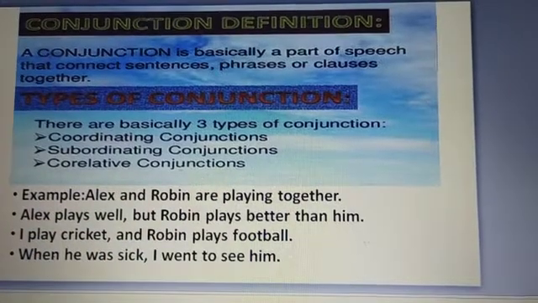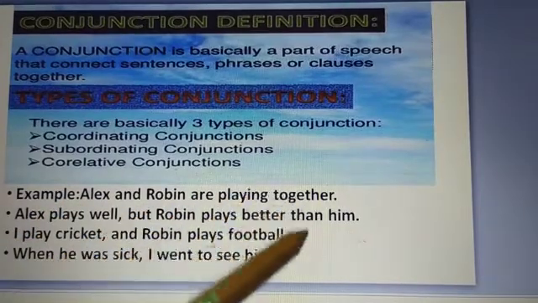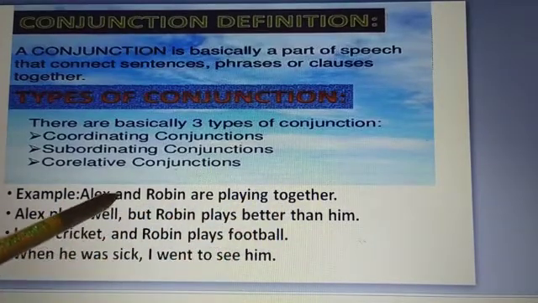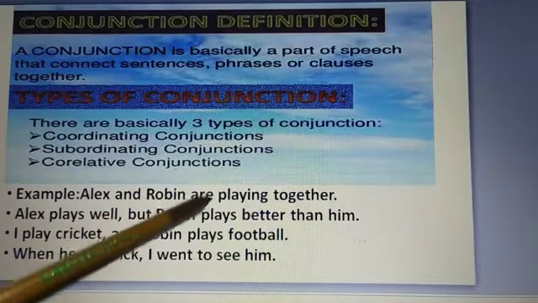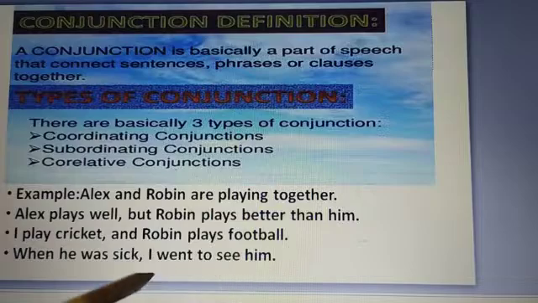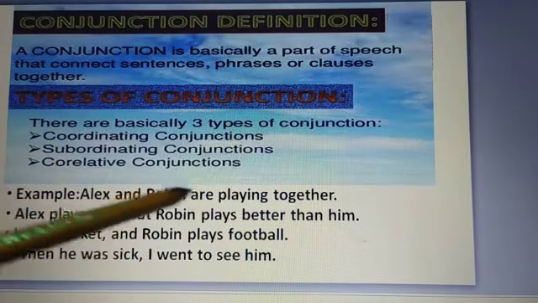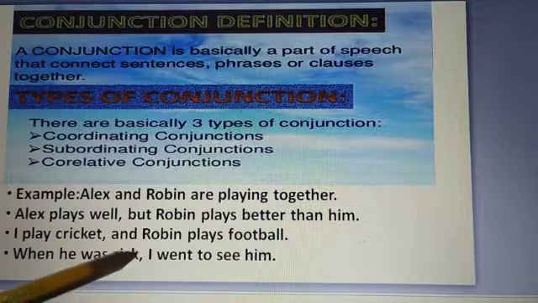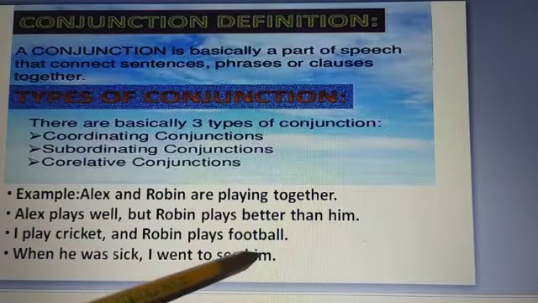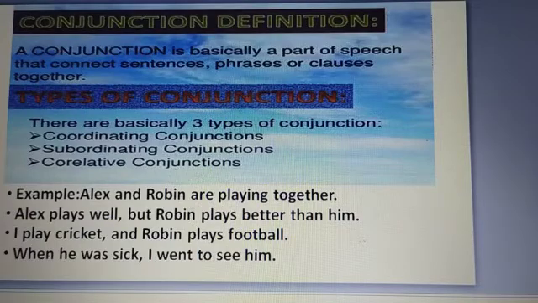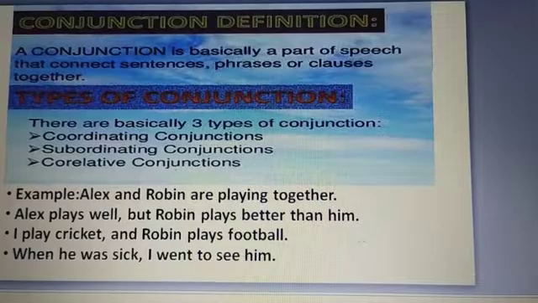Example of conjunction: Alex and Robin are playing together. And conjunction: Alex plays well but Robin plays better than him. But conjunction: I play cricket and Robin plays football. And conjunction: when he was sick, I went to see him. So here are the definition and few examples of conjunction.